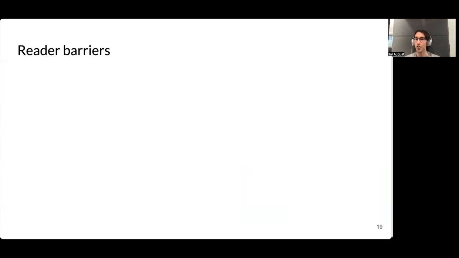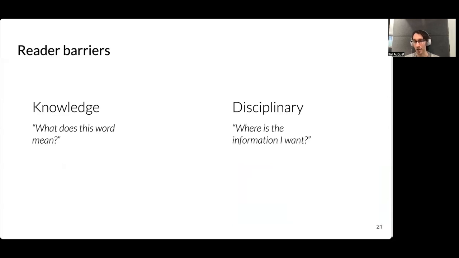From this process, we uncovered two major groups of barriers. The first were knowledge-based barriers, which are those related to knowing particular things. So examples of these barriers were not knowing a particular term or how a statistical test worked. An example of a common refrain we heard that was representative of knowledge barriers was, "What does this word mean?"